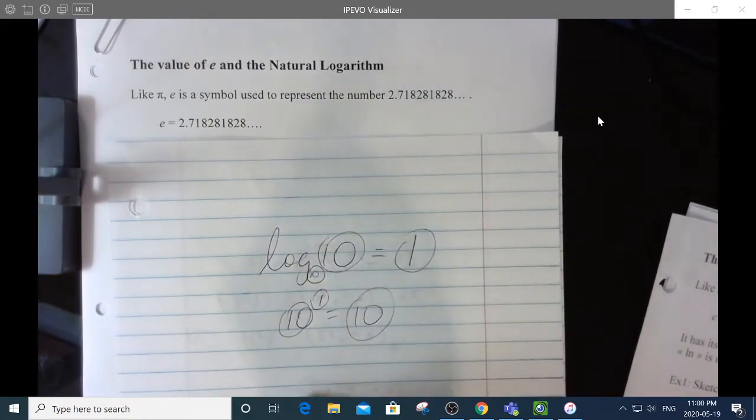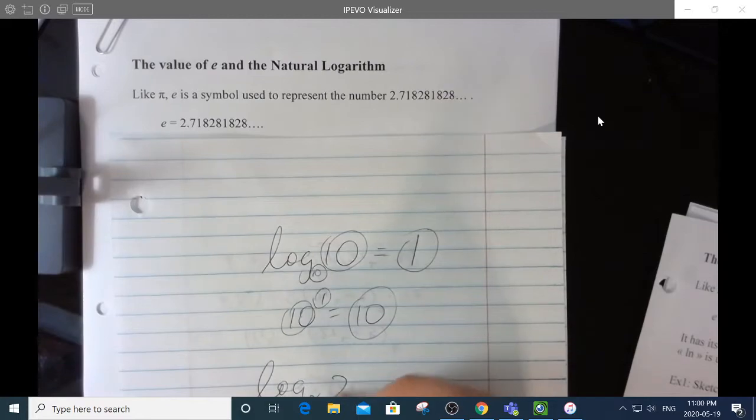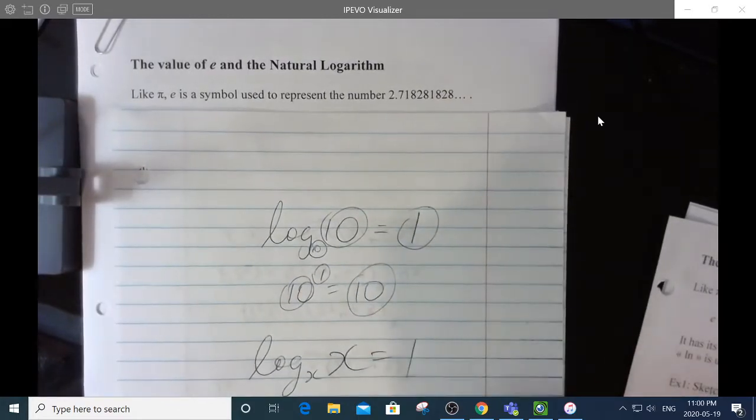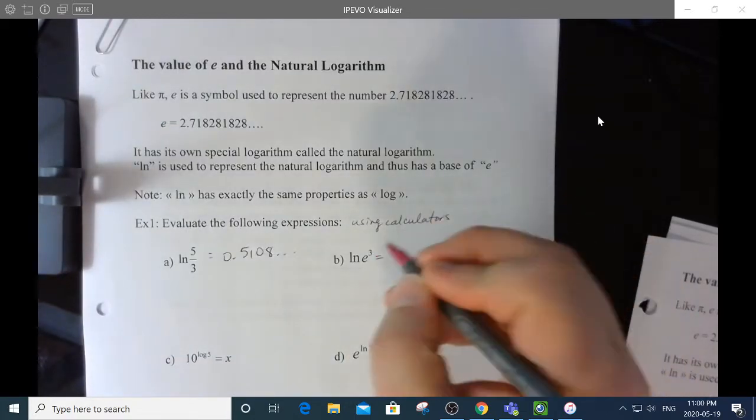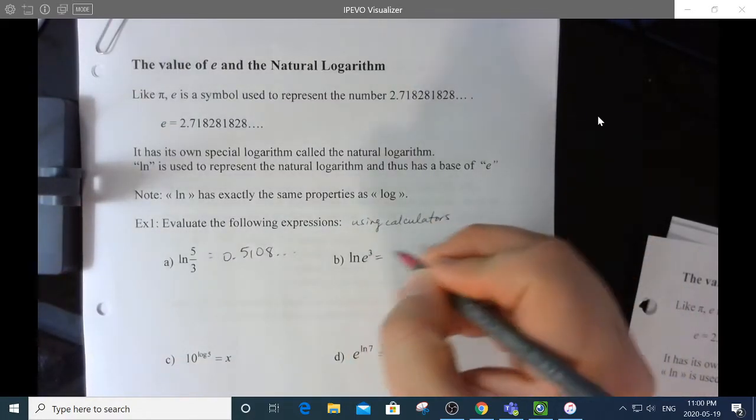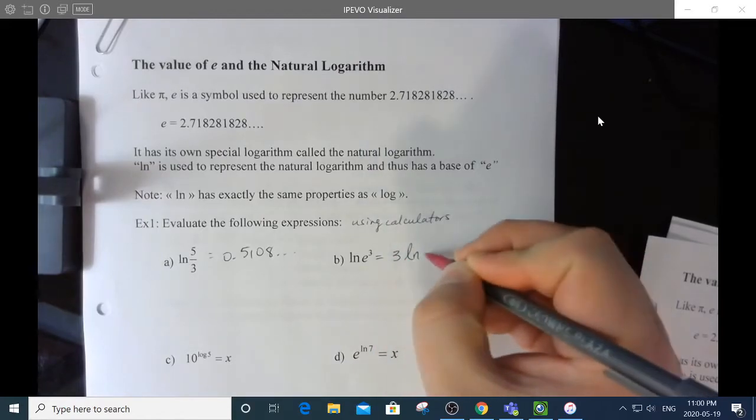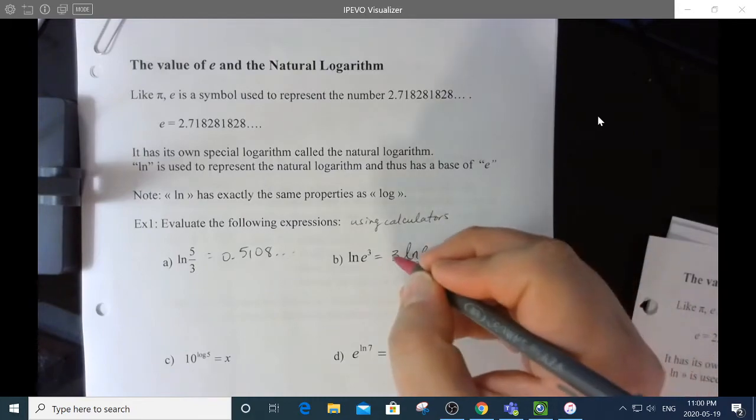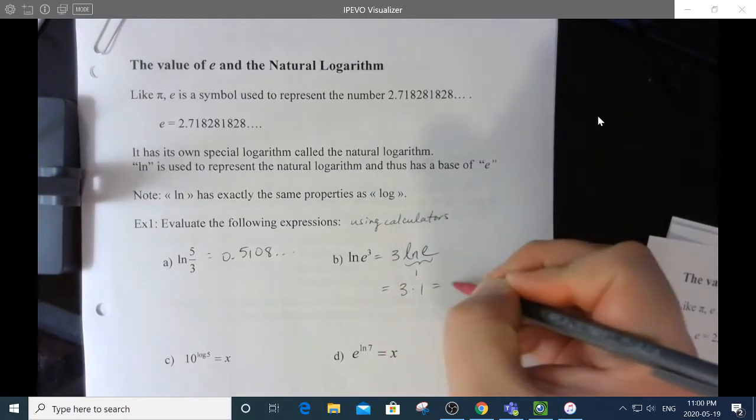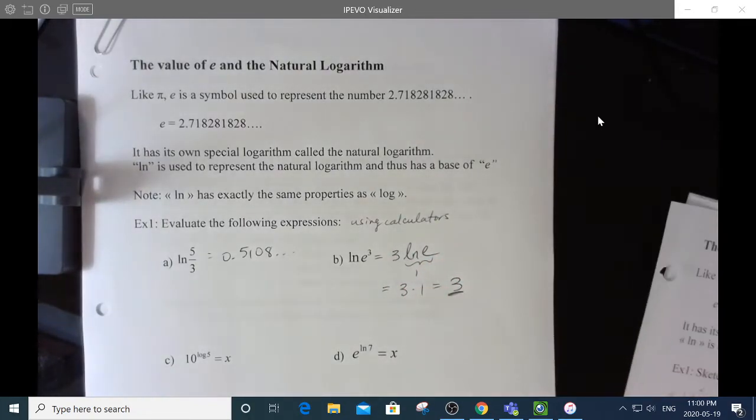So basically, log to the base x of x is always 1, assuming x isn't 0 or a negative. Remember, the argument of a log can't be a negative. So this is always true. So you can think of this as, first of all, remember that in logarithms, an exponent can be written as a coefficient. And then this part here is 1. So this is basically like saying 3 times 1, which is 3. So no calculator required for that one.